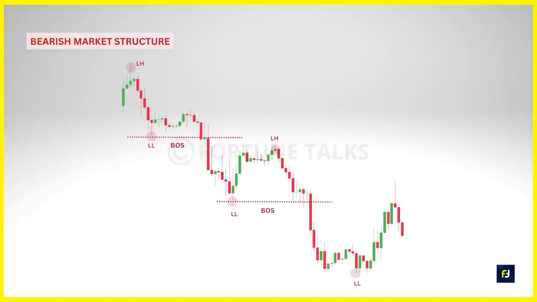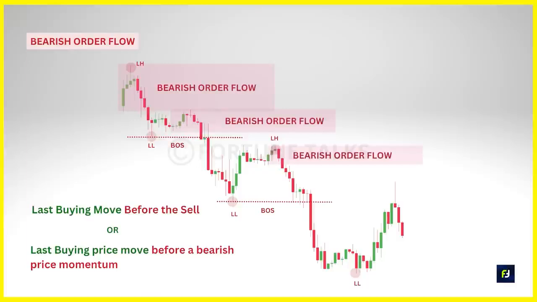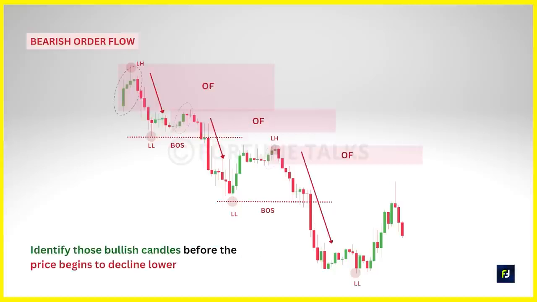Let us now learn how to spot a bearish order flow. You will find bearish order flow in a bearish market structure. In a bear market, the major structure forms lower highs and lower lows, while the corrective moves form higher highs and higher lows. And the bearish order flow is represented by the last buying price move before the ongoing bearish price momentum. Or in other words, the last buying move before the drop or sell is called a bearish order flow. Therefore, you need to identify the bullish candles before the price begins to drop lower.